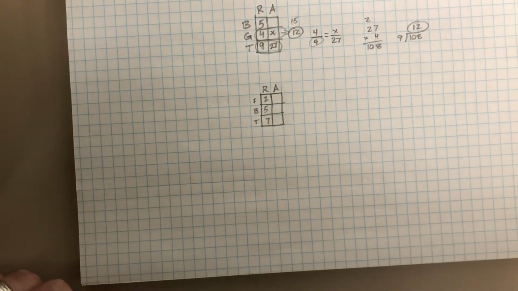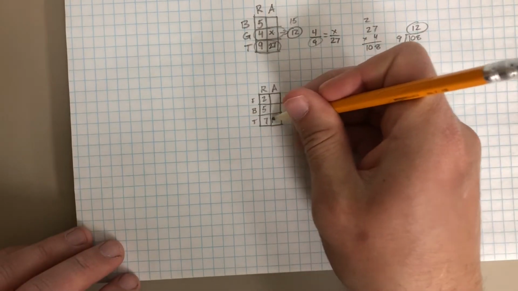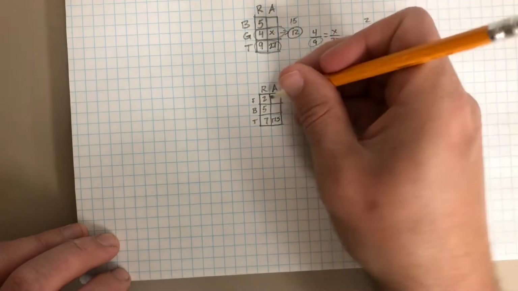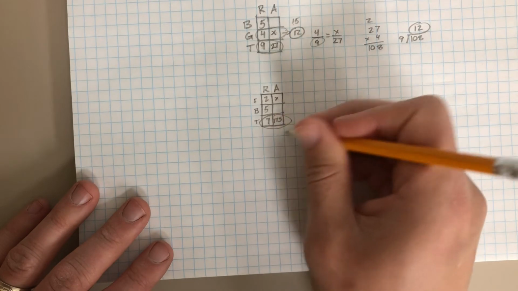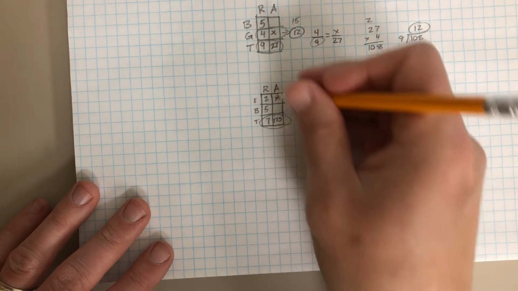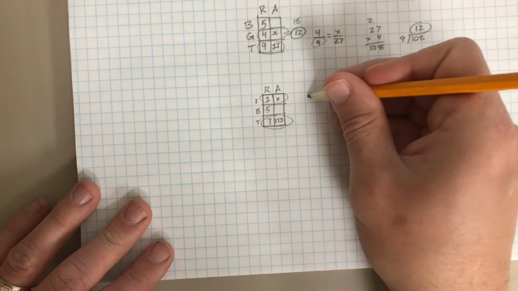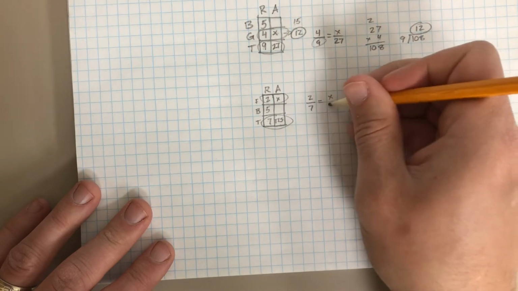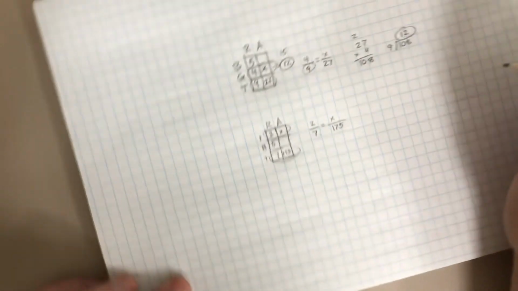Okay, altogether there are 175 football players and band members on the field. Okay, so total there are 175 players, and I want to know how many football players are on the field. Okay, so I'm going to take the one that has both boxes filled in and the one with the variable that I want to find. And I set up a proportion. 2 is to 7 as x is to 175. And then I can cross multiply and divide.